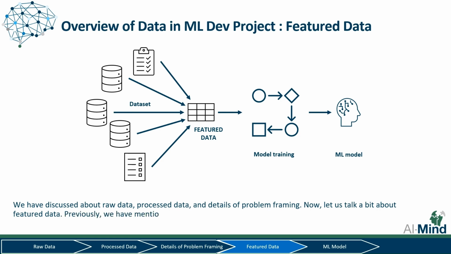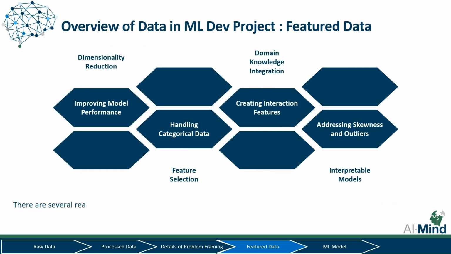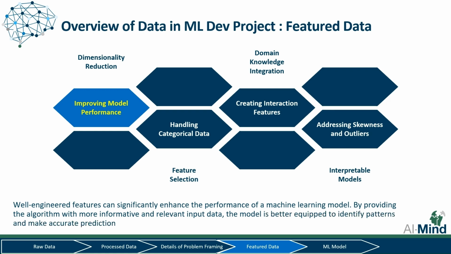Previously, we have mentioned about the definition of feature data. Process to do this is called feature engineering. But why do we need it in the first place? There are several reasons. Well-engineered features can significantly enhance the performance of a machine learning model. By providing the algorithm with more informative and relevant input data, the model is better equipped to identify patterns and make accurate predictions or classifications.